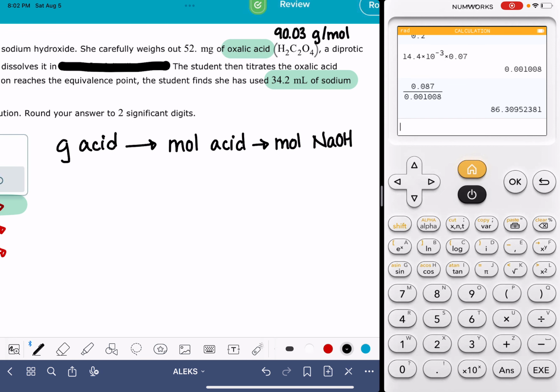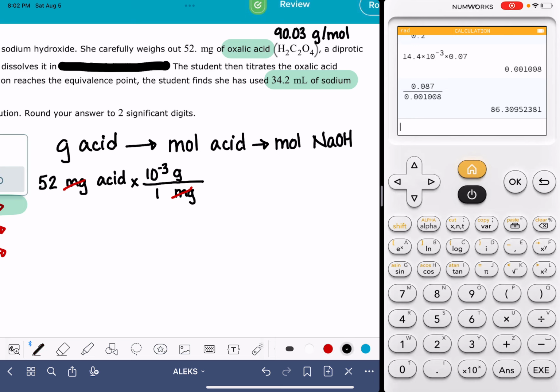So I am going to need to do an initial step of converting these milligrams of acid into grams, 52 milligrams of, I'm just going to write acid, even though I know it's oxalic acid. And my first step is going to be to convert out of milligrams and into grams. Milli is the prefix for 10 to the minus 3, so that conversion is going to look like that. And that is going to get me into units of grams of acid.